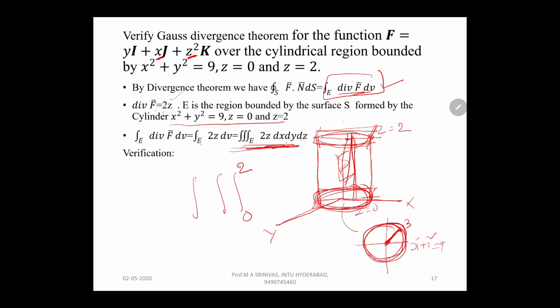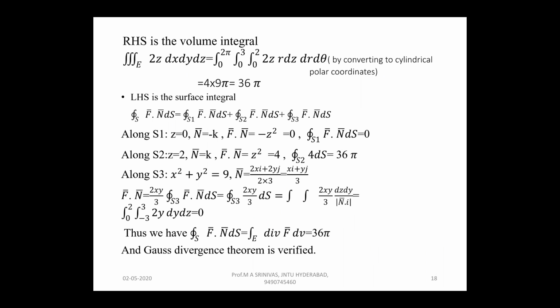The xy limits are here on x square plus y square is equal to r square. For them, they can write y is equal to minus root 9 minus x square to plus root 9 minus x square, and x from minus 3 to 3, with 2z dz dy dx. In this way also they can do it, but the integration becomes tough. But if you have an idea of cylindrical polar coordinates, z varies from 0 to 2.